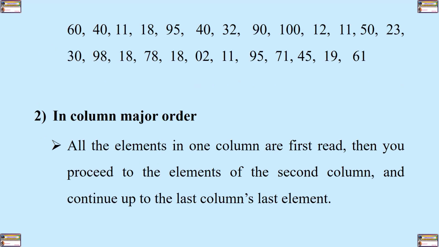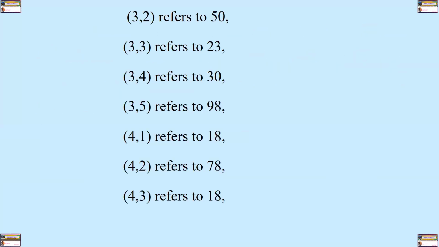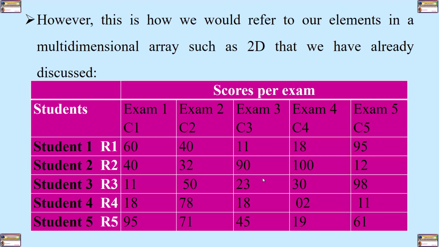Let's see. This is our array. I want to go back all the way to the array. If I talk about row 1, column 1, that will be 60. Row 2, column 1, that will be 40. Row 3, column 1, that is 11. I'm reading using column major because I'm reading the elements in one column first.